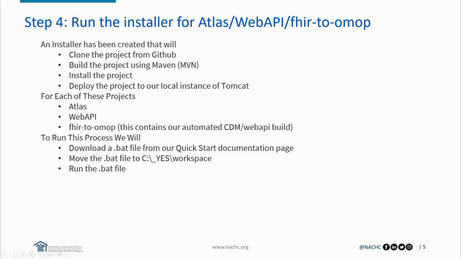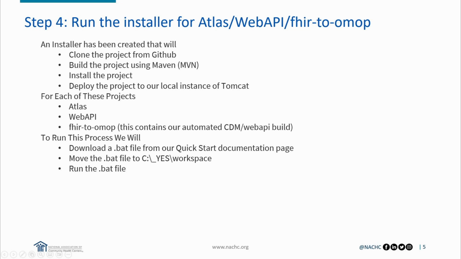Step 4, we're now going to install the Odyssey applications. We're going to install Atlas, Web API, and the Fire to OMOP tool suite. This is going to be done by downloading a bat file from our quick start documentation page, moving that file to our Yes workspace, and running the batch file.